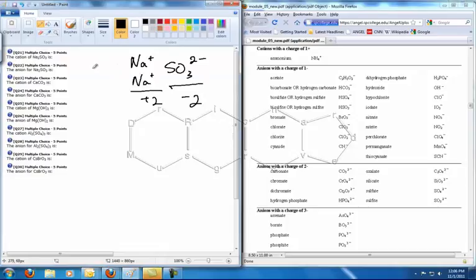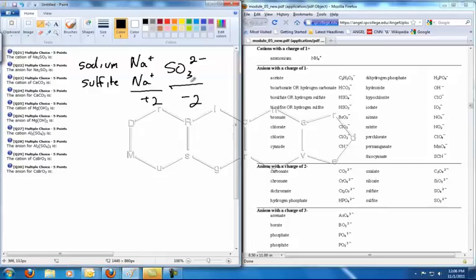So the name of this would be sodium. And then I just look up the name on the polyatomic ion sheet. There we go, sulfite. And for this, it's just a matter of copying the name directly off the polyatomic ion sheet.